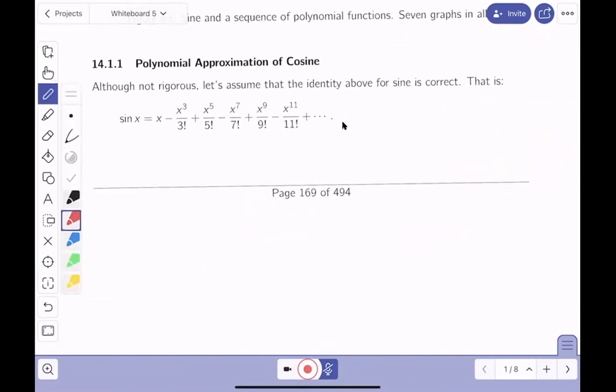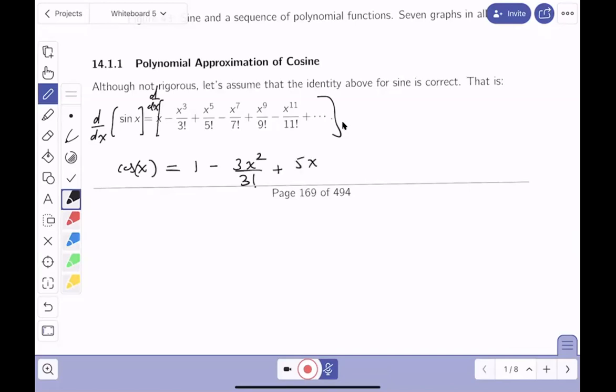And we'll go to the next page in a second. I want to differentiate both sides. Let me write that down for you. So if you differentiate both sides of this with respect to x, what's your left side? Cosine of x, right? I bet this is going to be easy to differentiate. What do you get? 1 minus 3x squared over 3 factorial. I'll simplify later. Plus 5x to the fourth over 5 factorial.